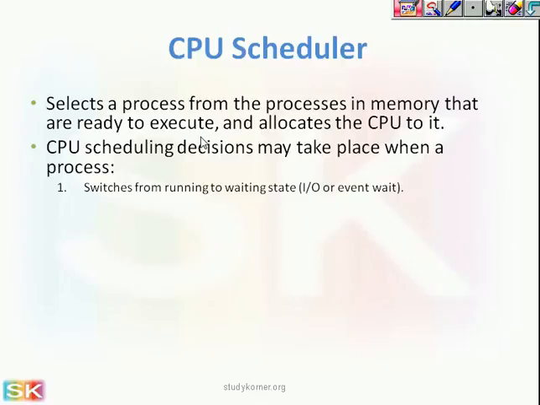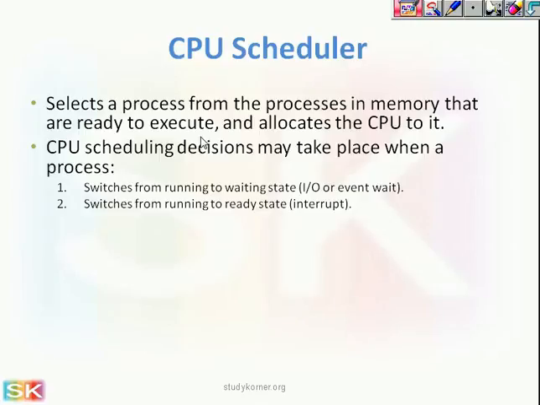So whenever a process from running state shifts its state, whether it goes to the waiting state, or it terminates, or it goes to the ready state, whenever these events happen, the CPU scheduler has to pick up a process from the ready state and allocate it to the CPU, right?